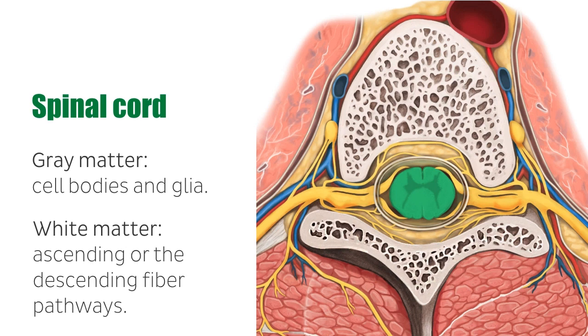I will not discuss the nuclei and pathways of the spinal cord in this tutorial, but I would like to mention that the nerve roots from the ventral and dorsal horns of the grey matter join together outside the spinal cord, as you can see here, forming 31 pairs of spinal nerves, which innervate the whole body. We are going to see the spinal nerves in more detail later on in this tutorial.